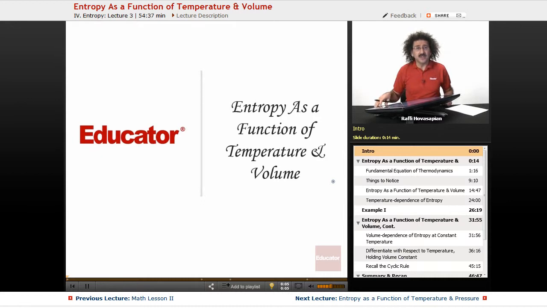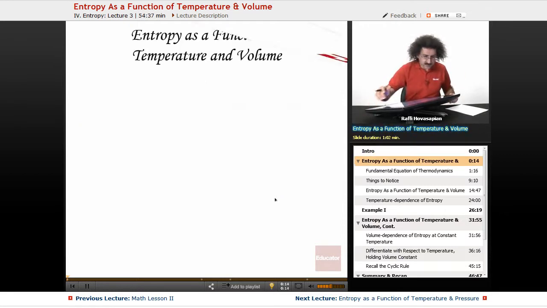So today we're going to continue our discussion of entropy, and we're going to talk about entropy as a function of temperature and volume. So let's jump right on in.